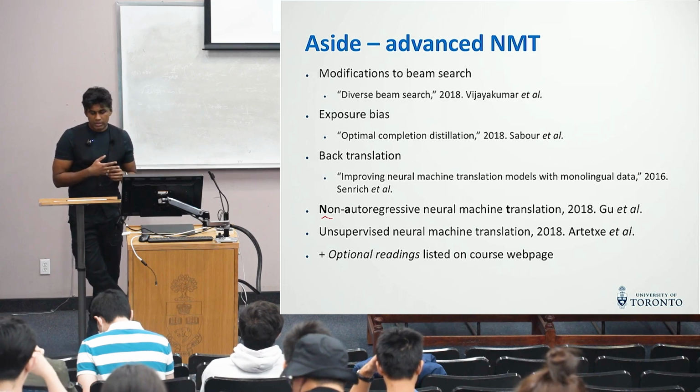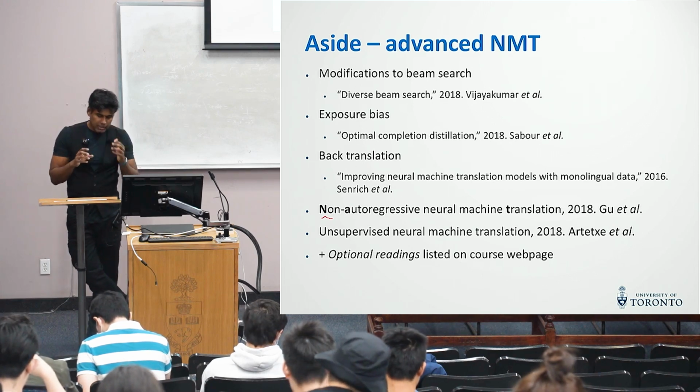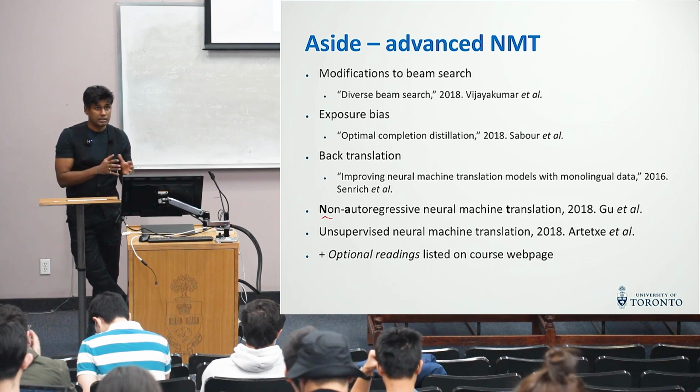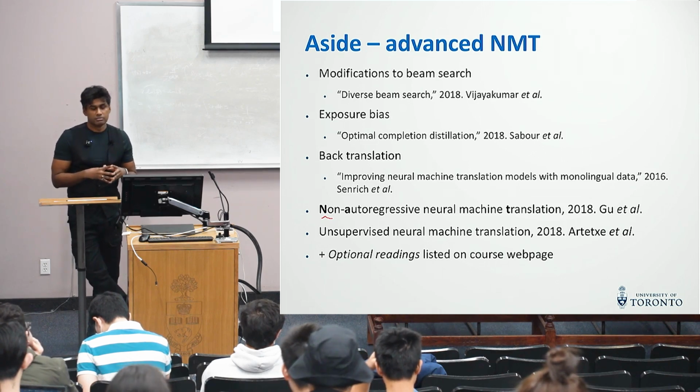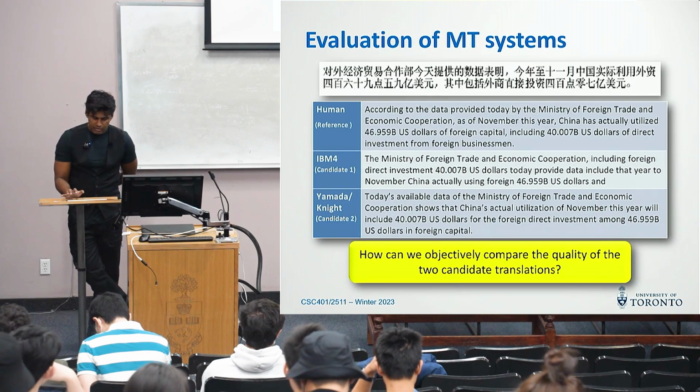Non-autoregressive translation, or NAT, is another area where they try to address that problem. And there's also a bunch of optional readings on related topics. If you're interested, please help yourself. But they won't be tested.